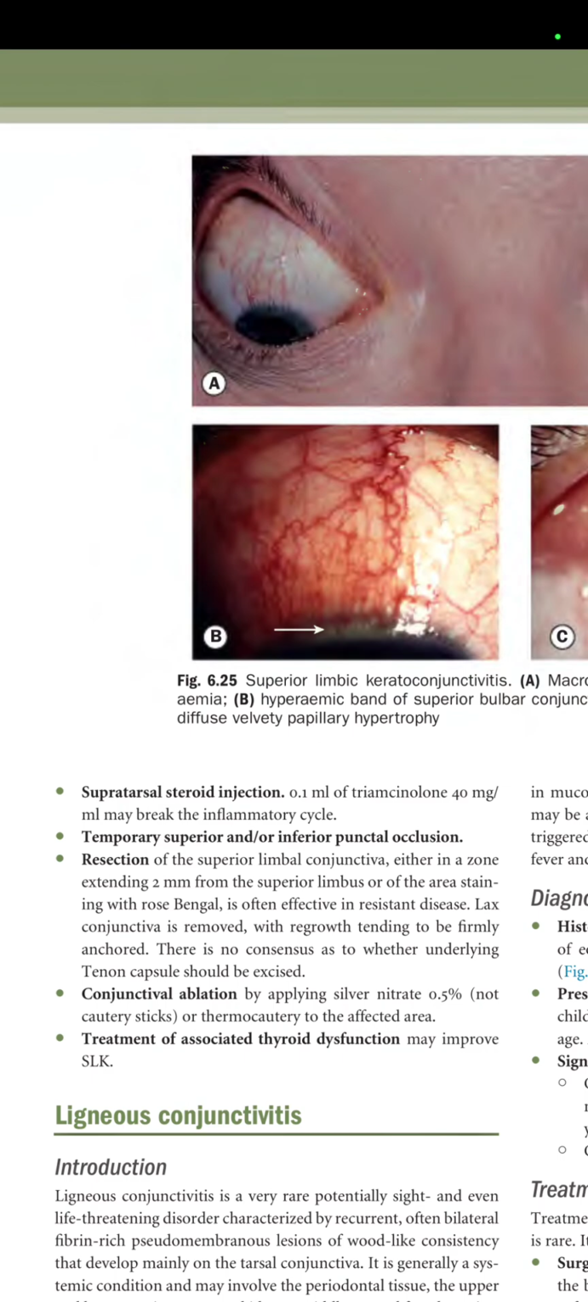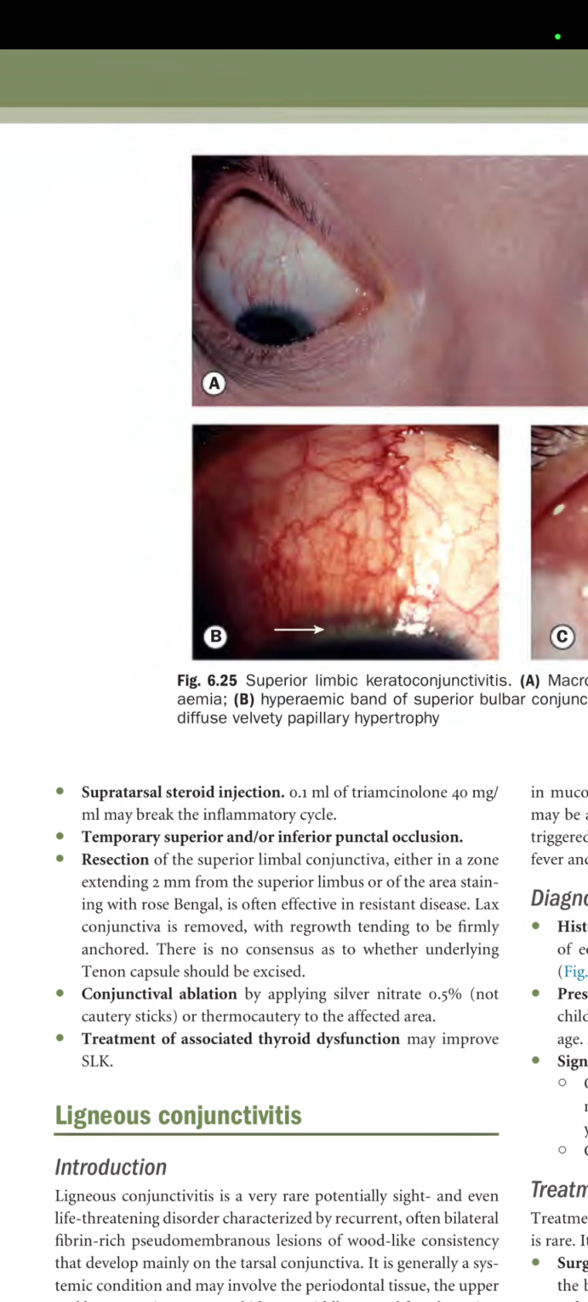Temporary superior or inferior punctal occlusion you can do to prevent the dry eye, because when you occlude the puncti, the tears will not drain and will remain in the eye for a longer period of time, so it's quite helpful. Resection of the superior limbal conjunctiva, either in the zone extending 2 mm from the superior limbus or the area staining with rose bengal, is often effective in resistant cases. Lax conjunctiva is removed with regrowth tending to be firmly anchored. There is no consensus as to whether underlying Tenon capsule should be excised.